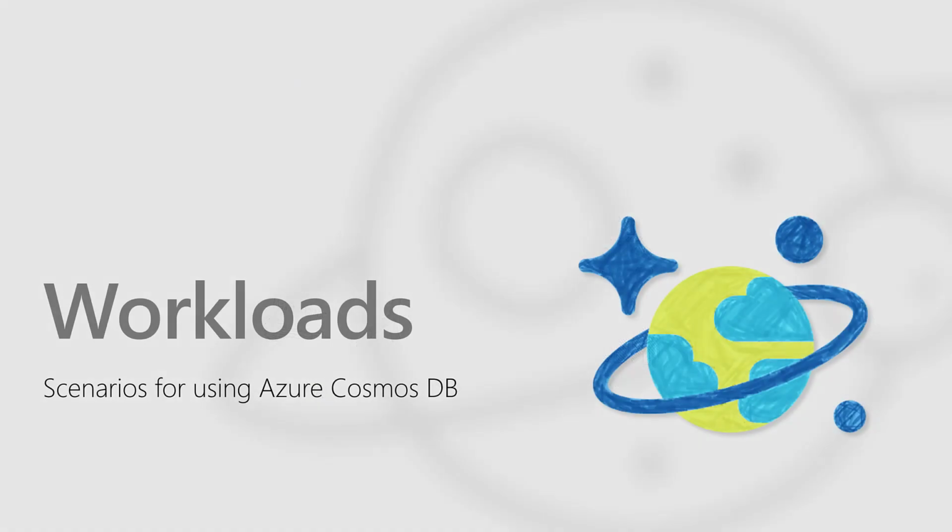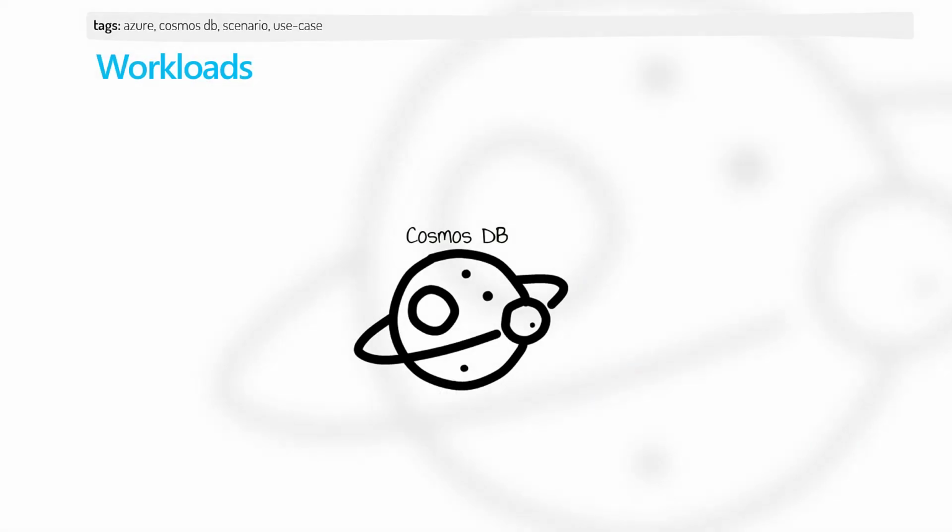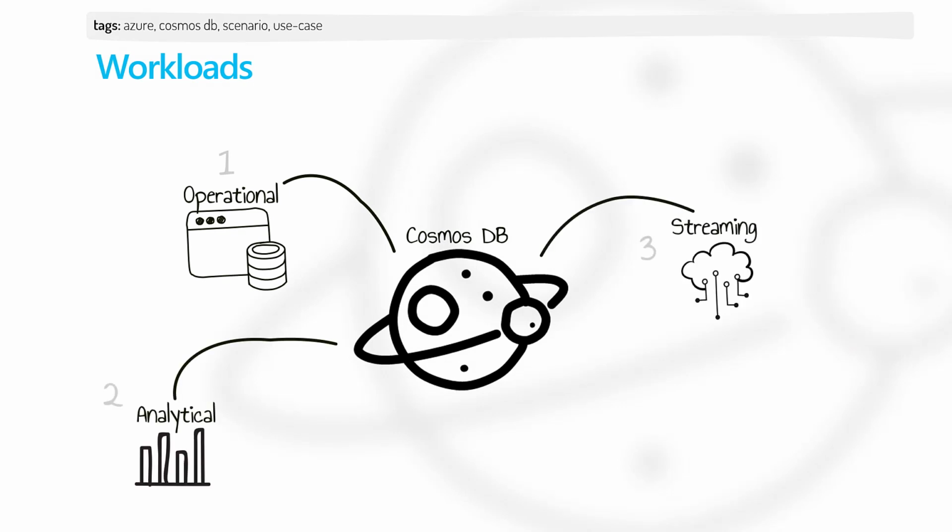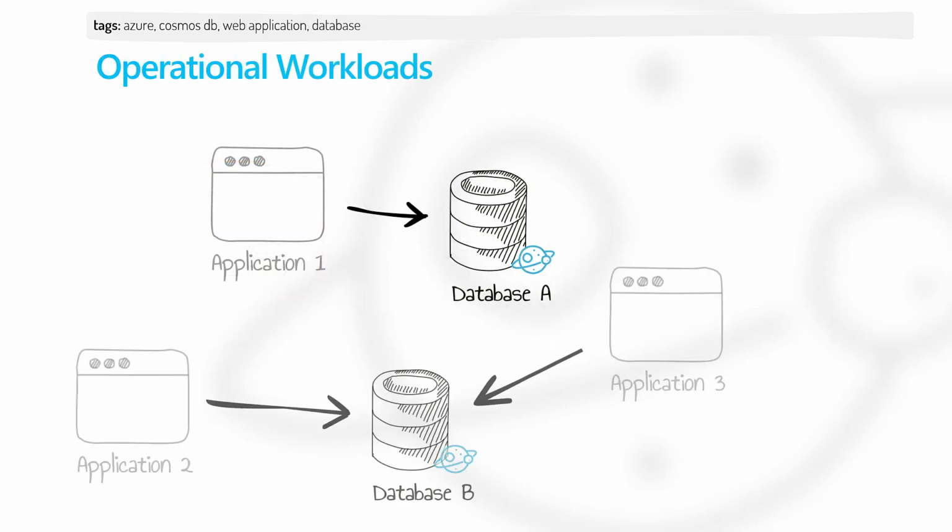I quickly want to go over the workloads that Cosmos DB addresses. As mentioned earlier, Cosmos DB can satisfy 3 separate workloads: operational, analytical, and streaming. In the operational workload, Cosmos DB database instances are used to store application transactional data. On your screen, the database A instance is accessed by application 1, whereas the database B instance is accessed by 2 applications, application 2 and application 3.